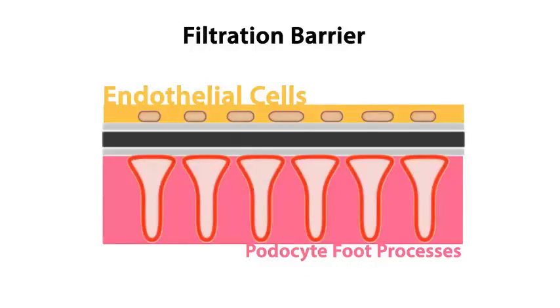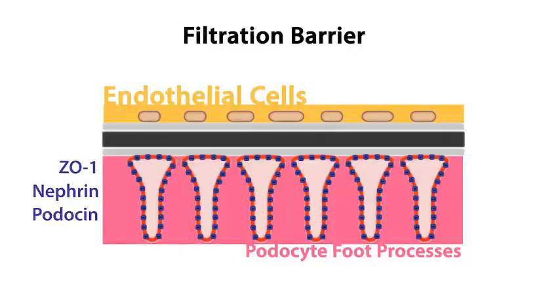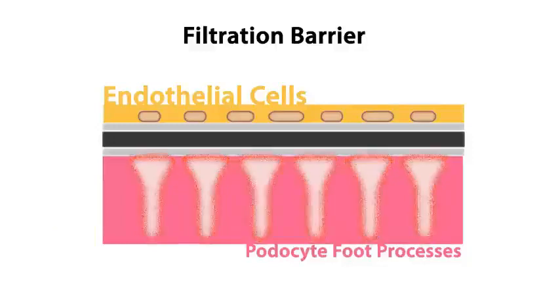Now, the space between the foot processes is referred to as the filtration slit, and it measures approximately 30 to 40 nanometers across. The filtration slits are held together by a number of integral membrane proteins like ZO-1, nephrin, and podocin, just to name a few. These integral proteins act like intracellular tight junctions and restrict the passage of plasma proteins, as well as maintain the structural integrity of the foot processes. Loss of these proteins often leads to the appearance of protein in the urine, otherwise known as proteinuria.